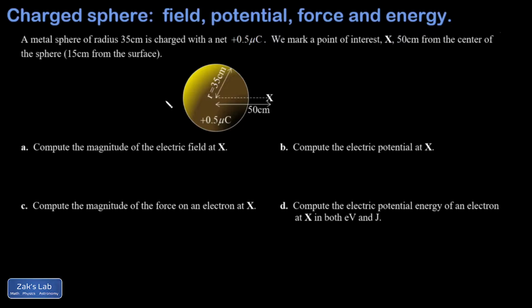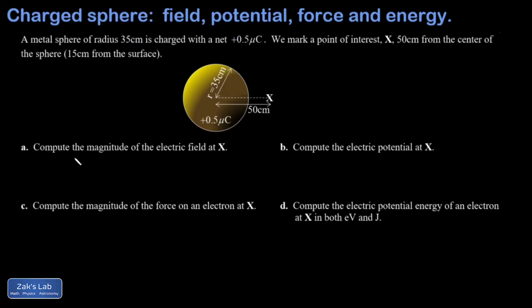So the key concept to this problem, of course, is that the field outside of a charged metal sphere is identical to having a point charge at the center of that sphere containing the same amount of charge. So we just treat it like a point charge at the center. The only difference is that inside the metal sphere, the electric field would be zero, but we're not even asked about that in this question.